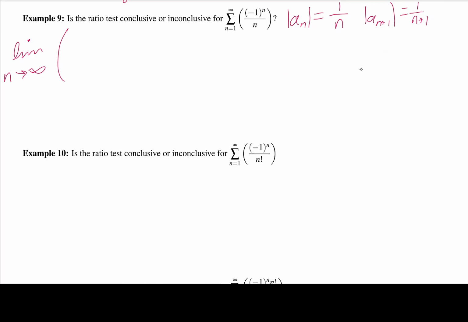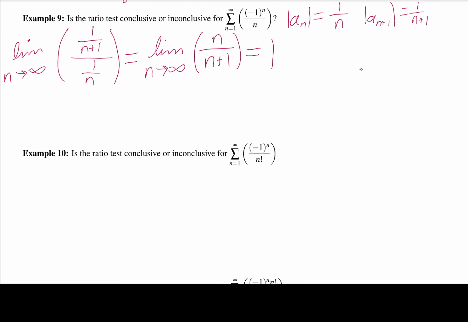Okay, so the absolute value of a sub n plus 1 on top will give us 1 over n plus 1. The absolute value of a sub n on the bottom will give us 1 over n. So this is going to be the limit as n goes to infinity of n over n plus 1, which is going to be equal to 1. So we say that the ratio test in this case is going to be inconclusive. So RT is inconclusive.